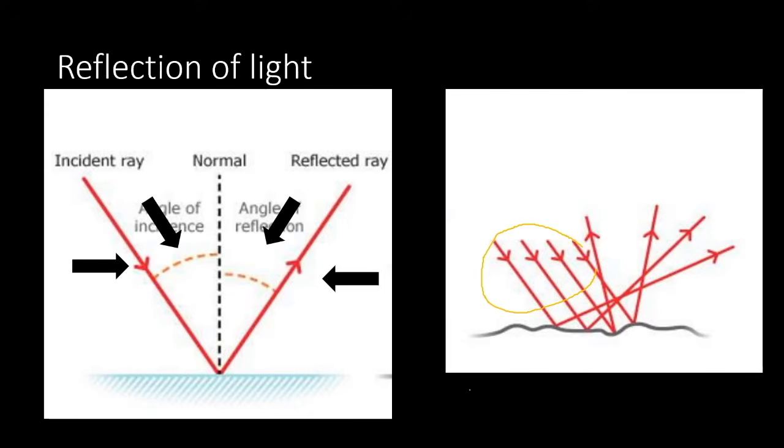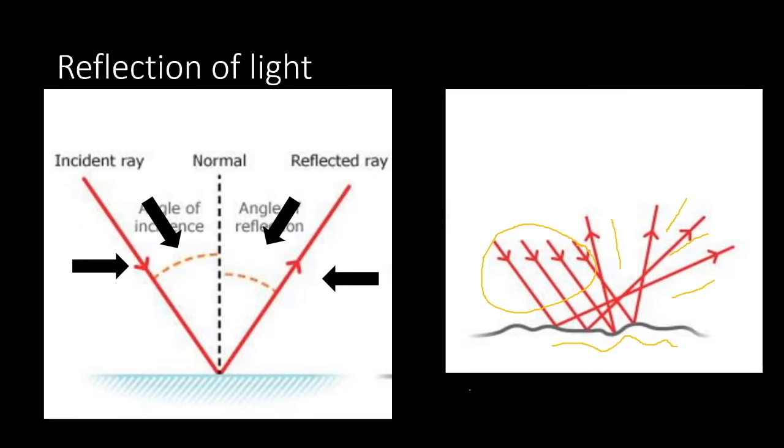On a rough surface, as you can see here, the incident ray, which is these rays over here, will hit the surface, and due to it being a rough surface, there will be different rays of reflection which will come off, meaning different angles of reflection that occur.